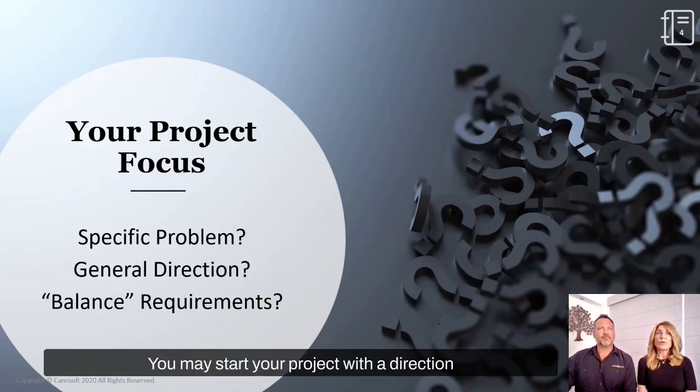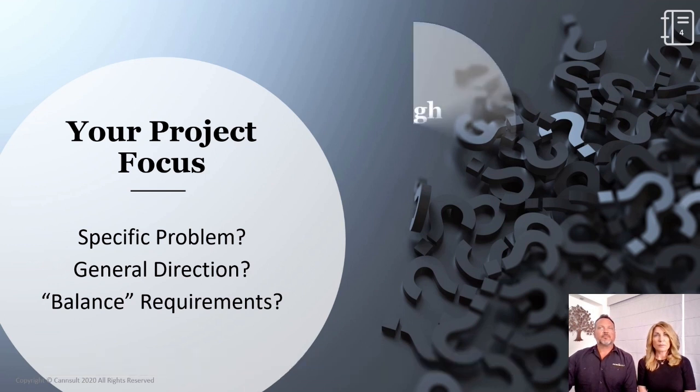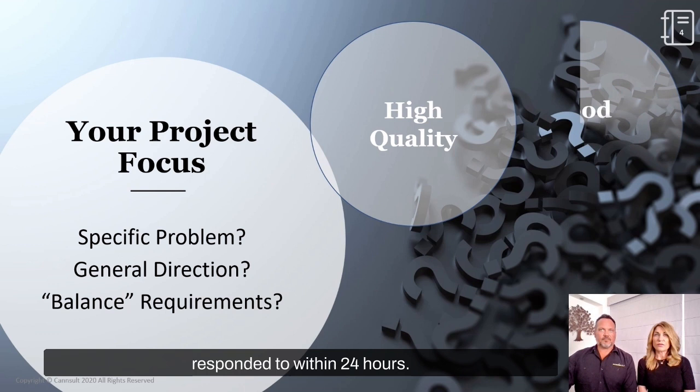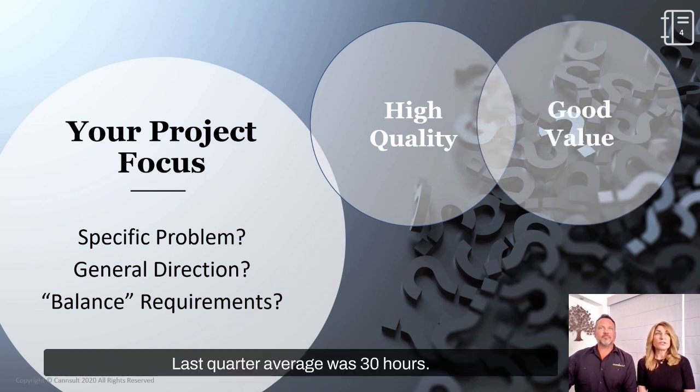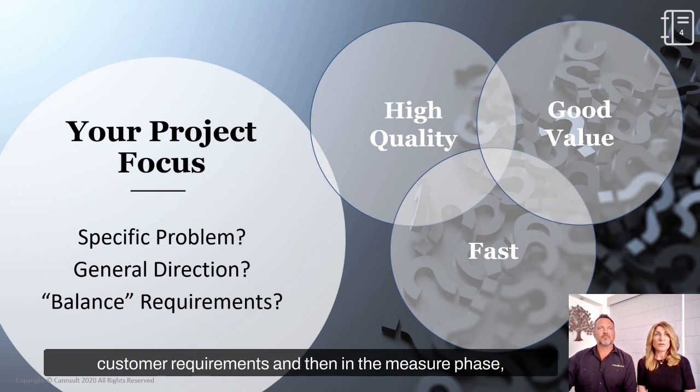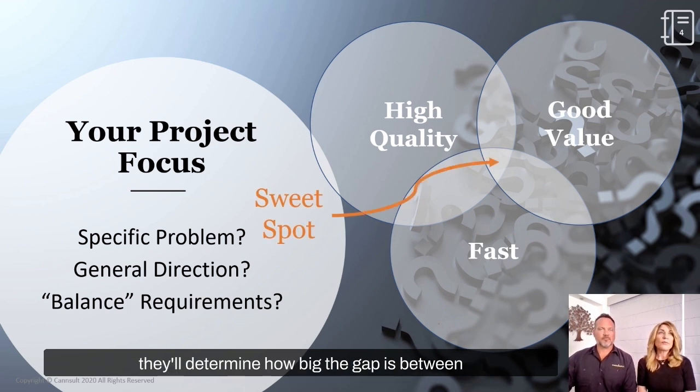You may start your project with a direction from the sponsor to solve a specific problem. For example, all emails should be responded to within 24 hours. Last quarter's average was 30 hours. In this case, the team would verify the customer requirement, and then in the measure phase, they'll determine how big the gap is between the current performance and that requirement.